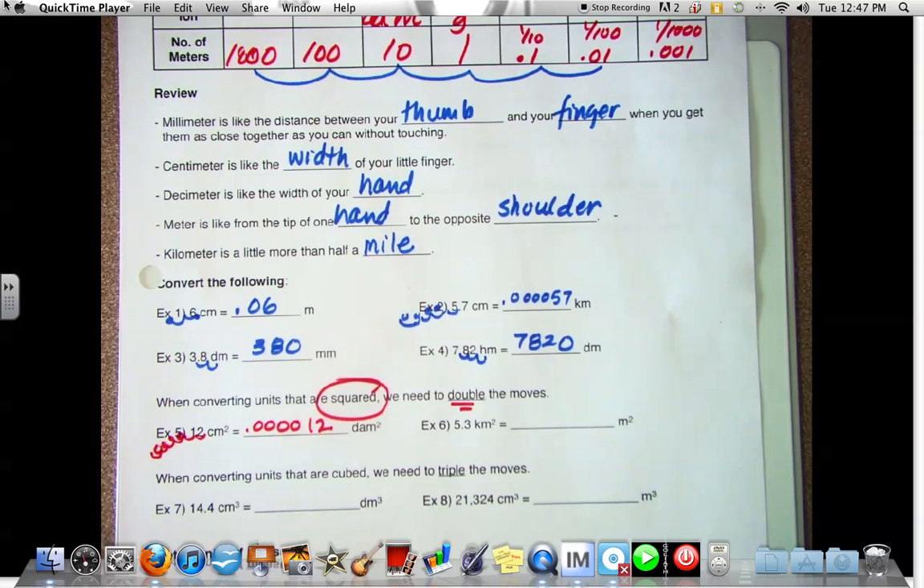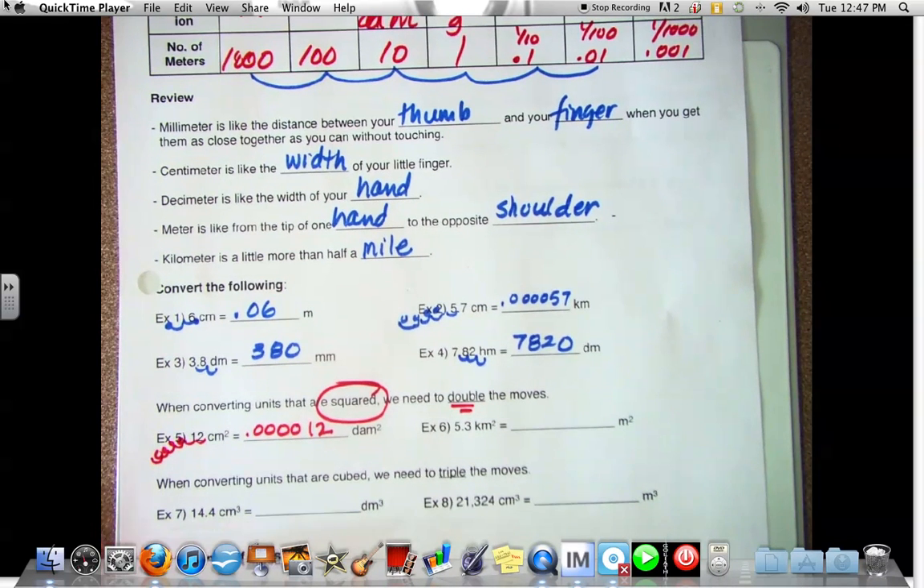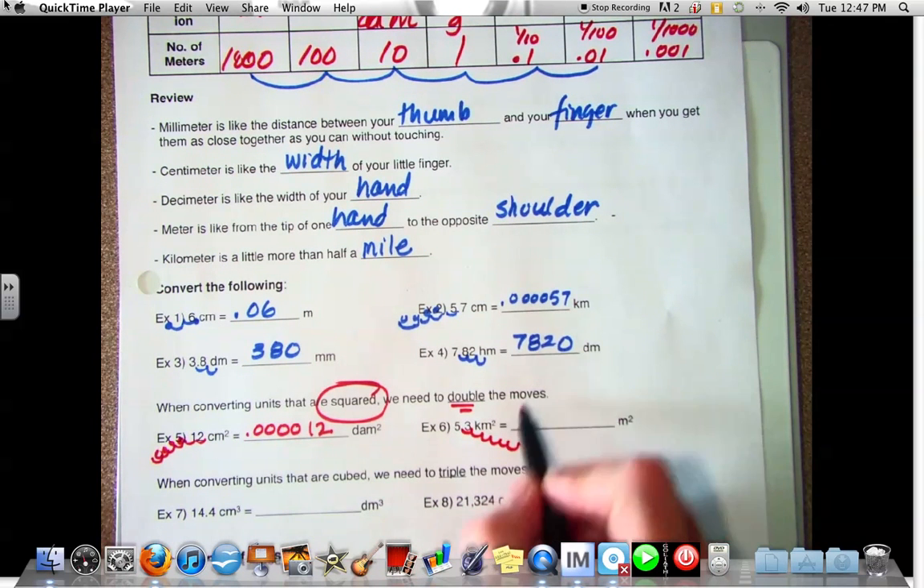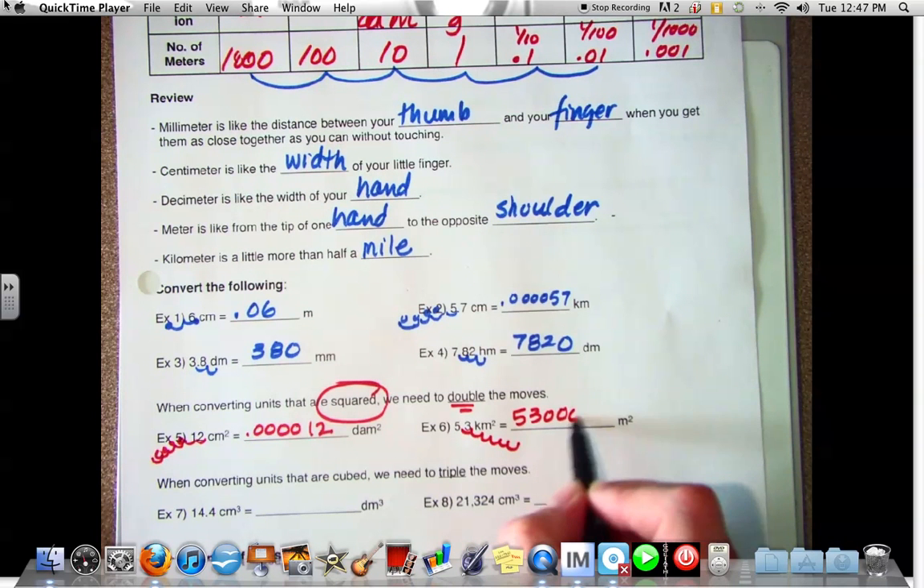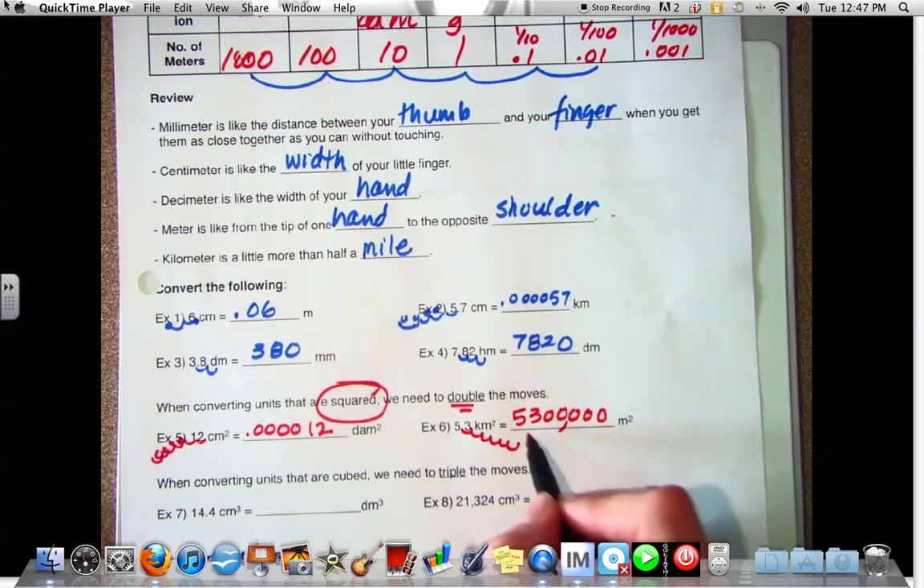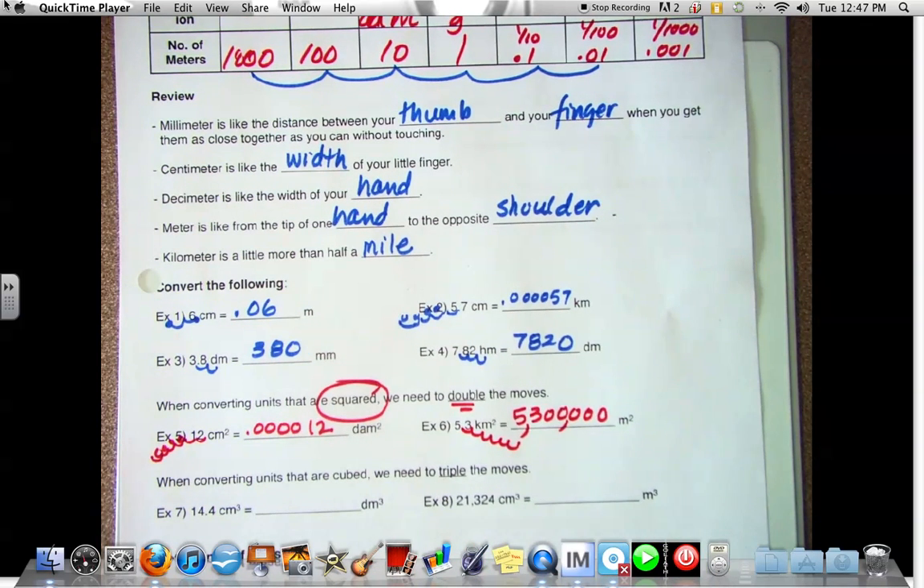Kilometers squared to meters squared. So when we're going from kilo to meters, how many would we normally move? 3, but because it's squared, we're going to move 6. And which way are we moving? To the right. So 1, 2, 3, 4, 5, 6. So we have 5,300,000 meters squared.